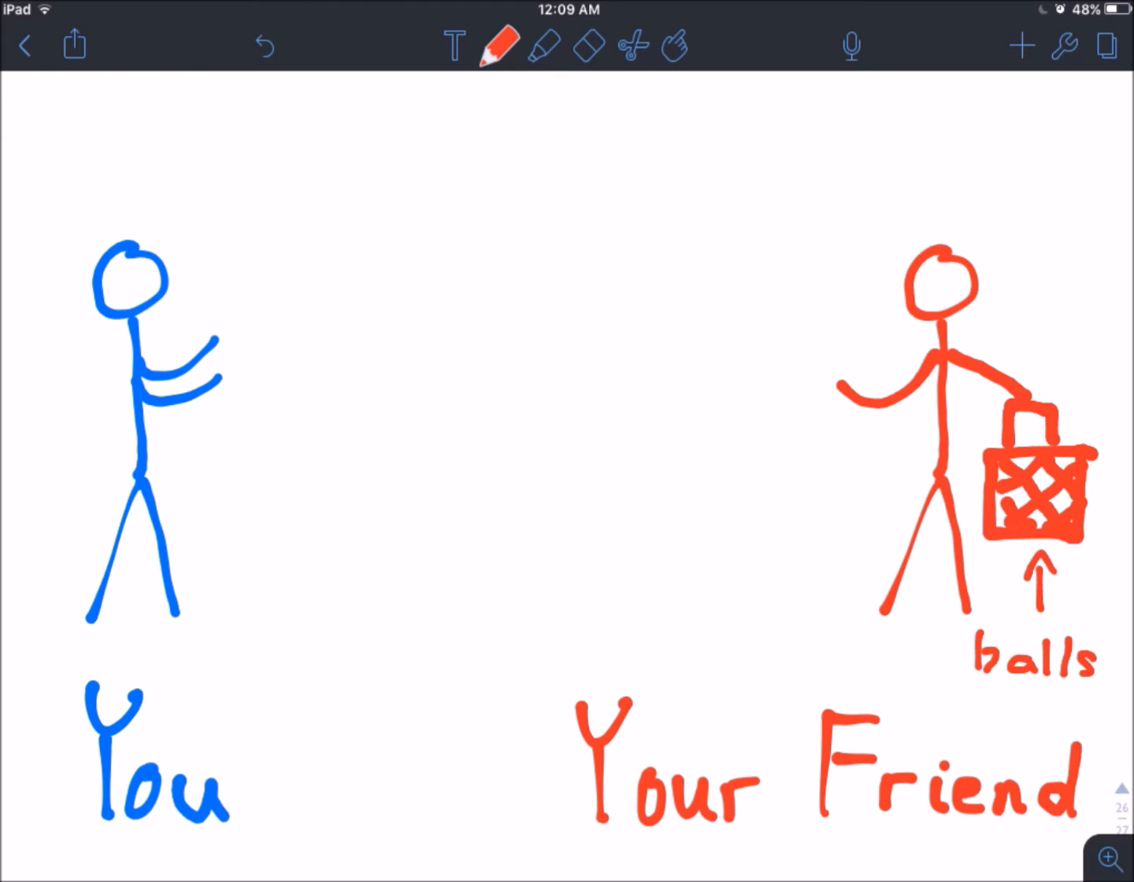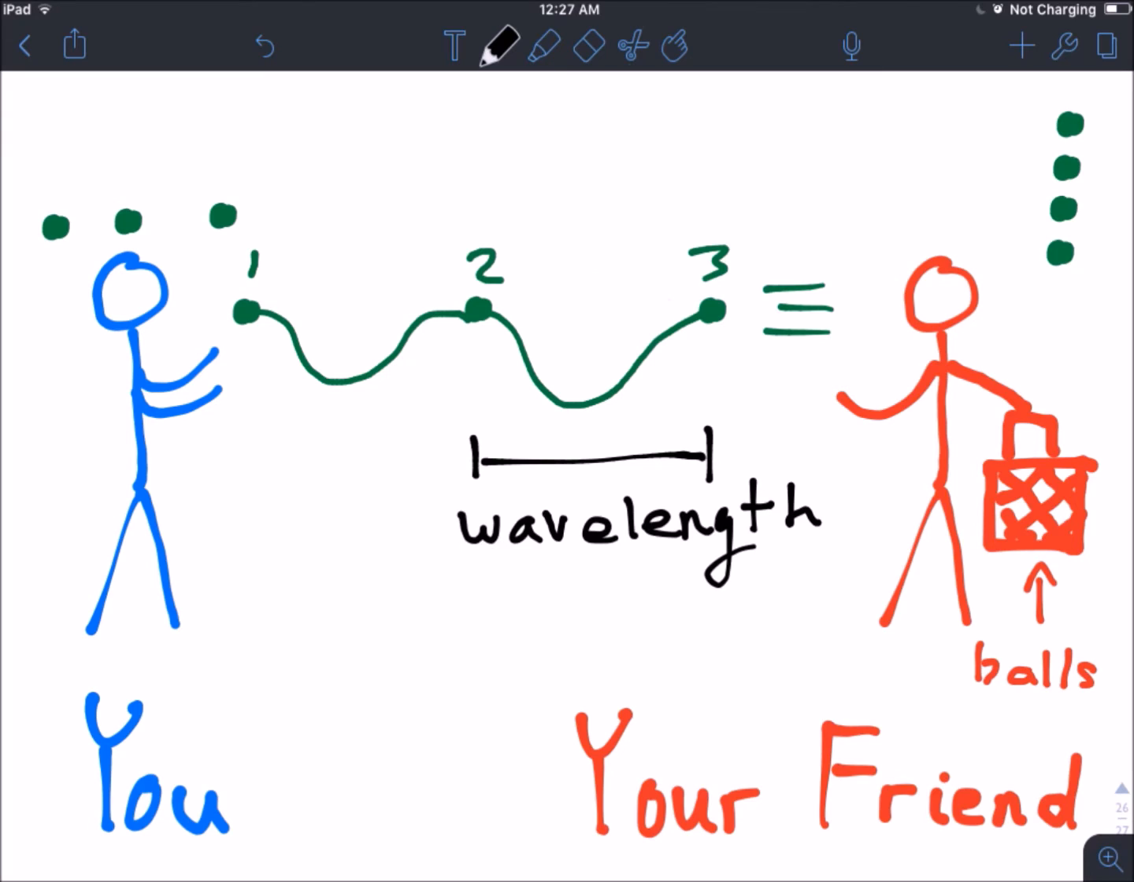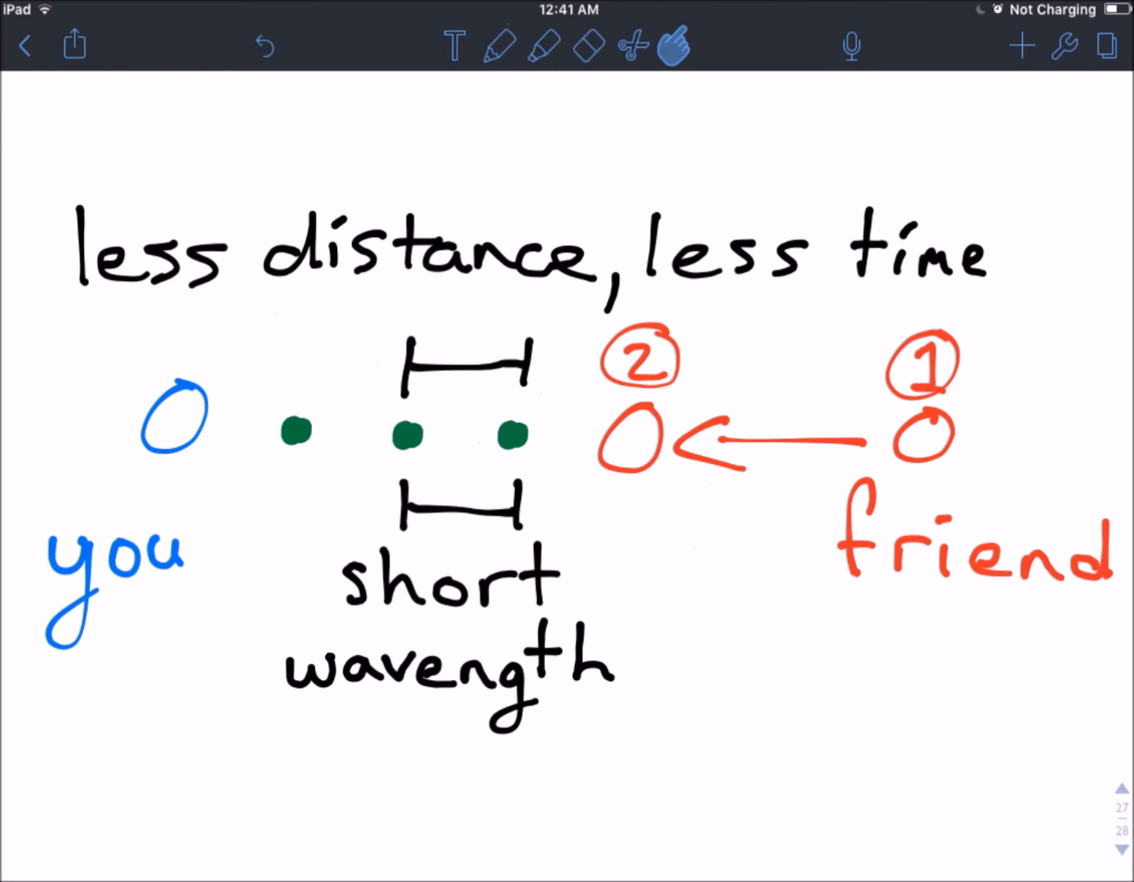If you and your friend are stationary relative to each other, he will throw one ball at you every second, and you will receive one ball every second. The wavelength will be constant. The Doppler effect happens when he is moving towards you or away from you. If he is running toward you, still throwing one ball a second, you will be receiving more than one ball a second, your reception of the balls being at a faster rate, because the time it takes for a ball to reach you will continuously decrease.